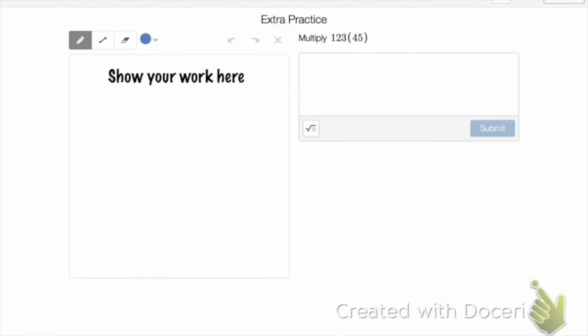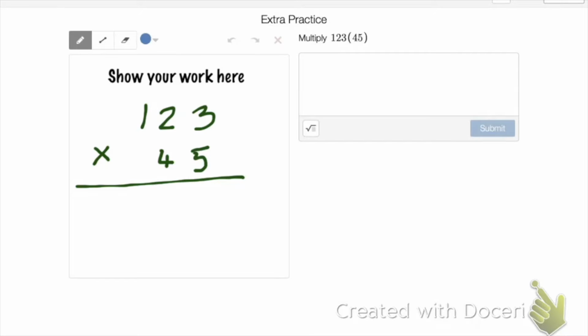So now, the next problem I have is 123 multiplied by 45. From 6th grade, you learned how to set it up, right? So 123 multiplied by 45. First we need to take 5 multiplied by 3. We have 15. We write 5. We carry over 1. 5 times 2 is 10, plus 1 is 11. So we write 1. We carry 1 over. 5 times 1 is 5, plus 1 is 6. So I'm done with the first number.